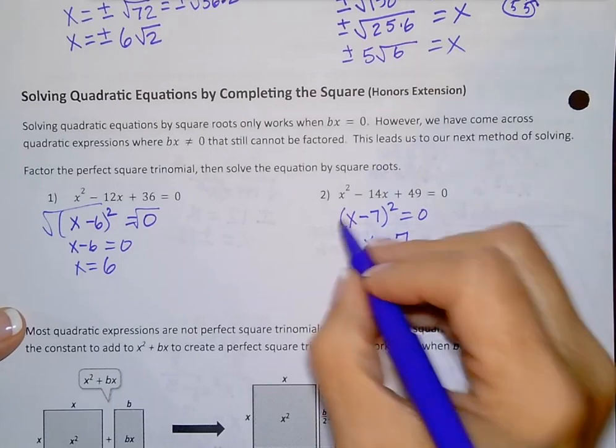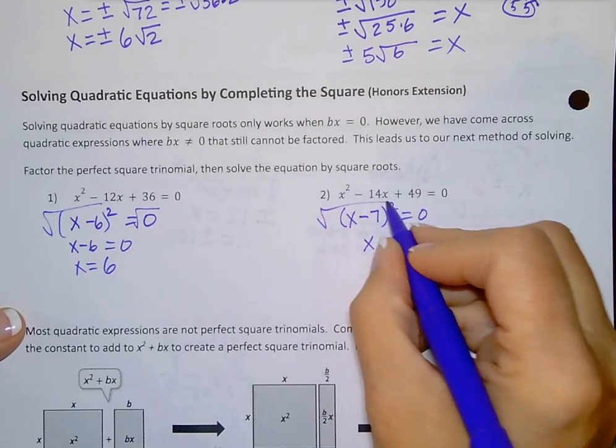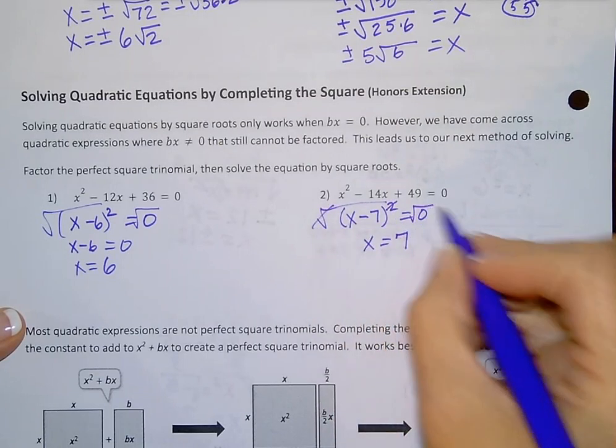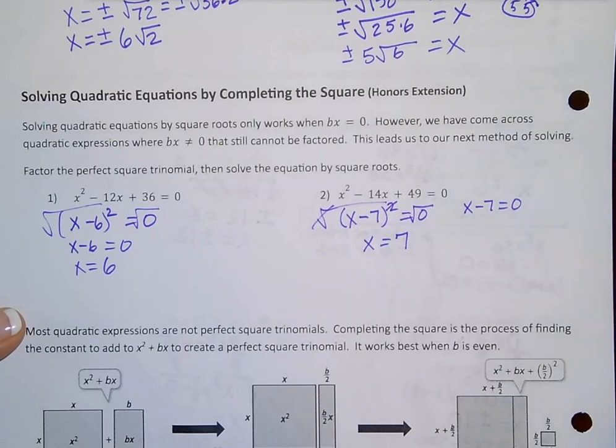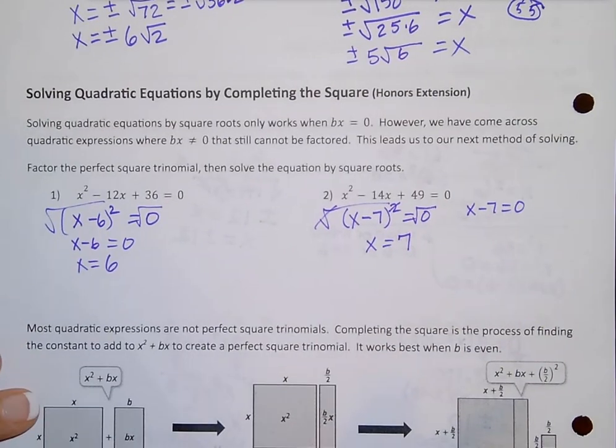It's the only option that I have there. If I took the square root on each side, I would get x minus 7 equals 0, and that's how I got x equals 7. So that's just kind of a reminder of factoring, right?